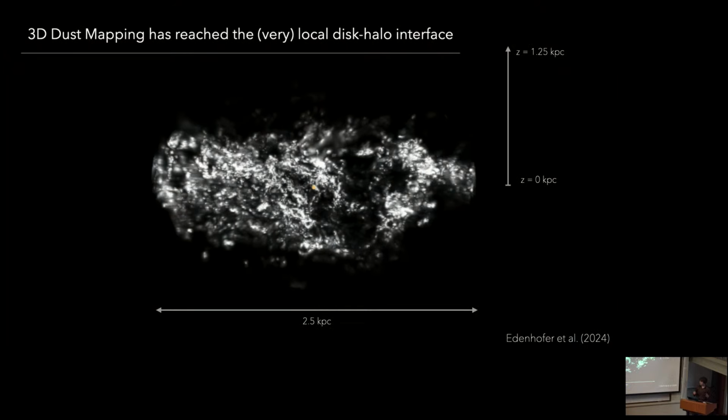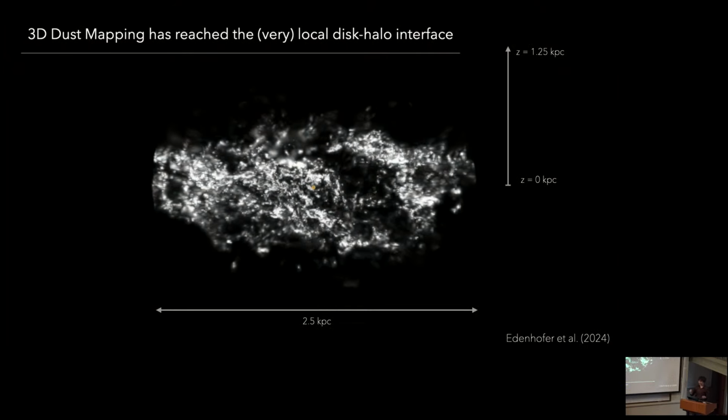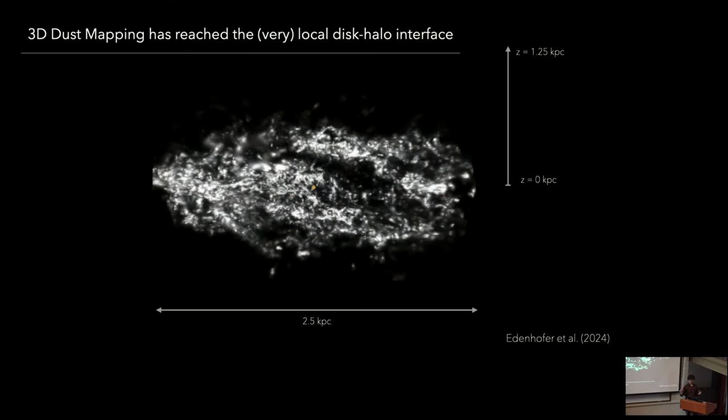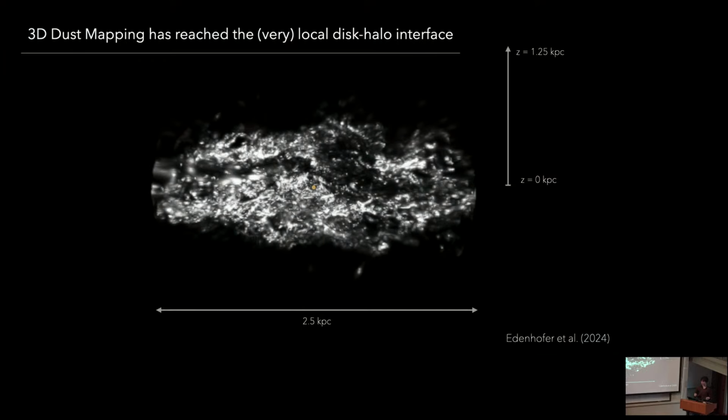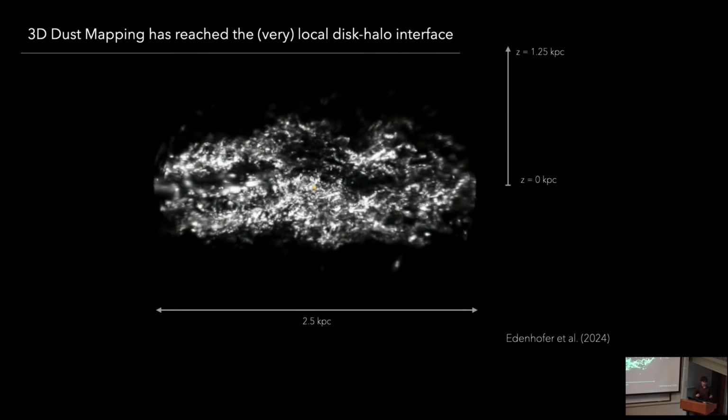So what I'm going to talk about today is a new method, independent of the stellar absorption spectra method, of constraining distances and additionally 3D structures of IVCs in our nearby galaxy.